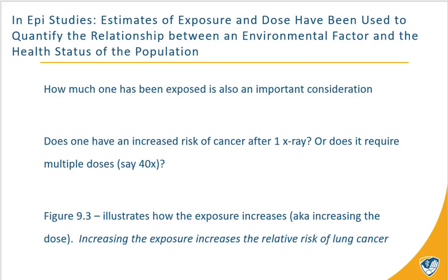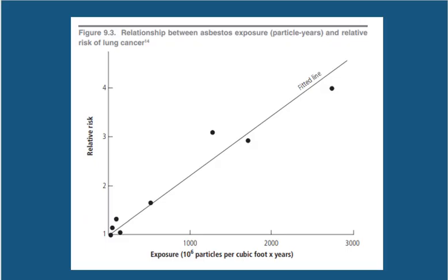Figure 9.3 illustrates how the exposure increases, aka increasing the dose, in this particular case looking at the risk of asbestos exposure and the risk of lung cancer. So if the exposure level is low, the relative risk is quite low. But as that exposure increases over time, so does the relative risk of developing lung cancer.